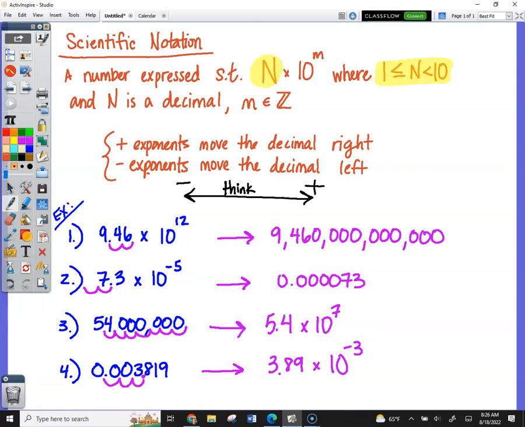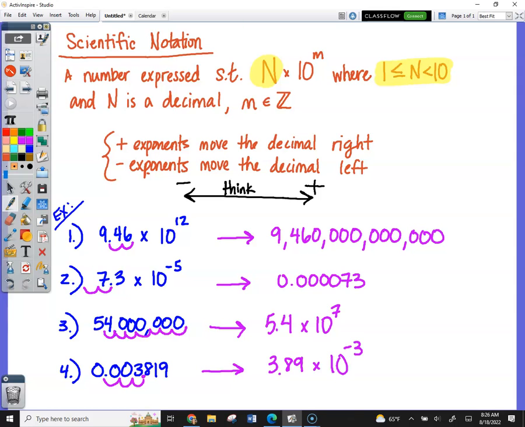Because if you look at that and you say to yourself, oh, 3.89, go left 3 times, that would be this. So I find it easier to work from the scientific first, then look at the expanded as a check. When you have expanded to start with, approach it the way that I just demonstrated and then check it. Look back at it and check it.